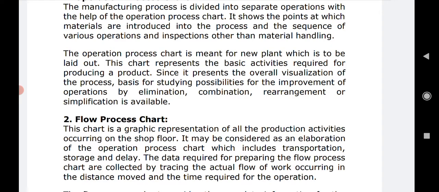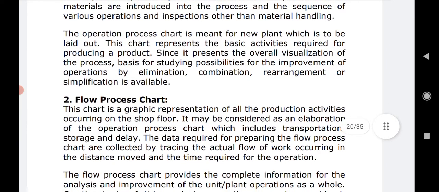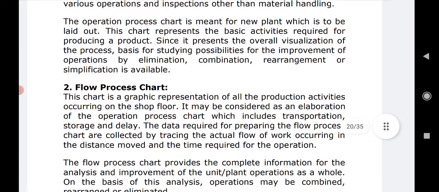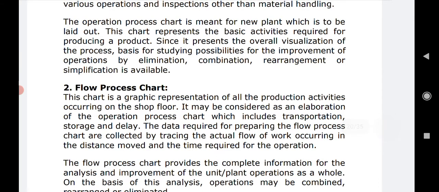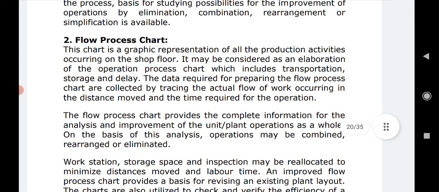So the operation process chart is meant for a new plant which is to be laid out. This chart represents all the basic activities that are there for producing a product, right? So this is a method which can be used.